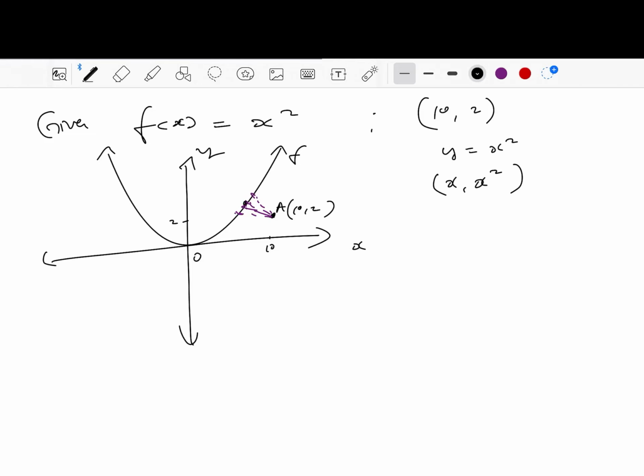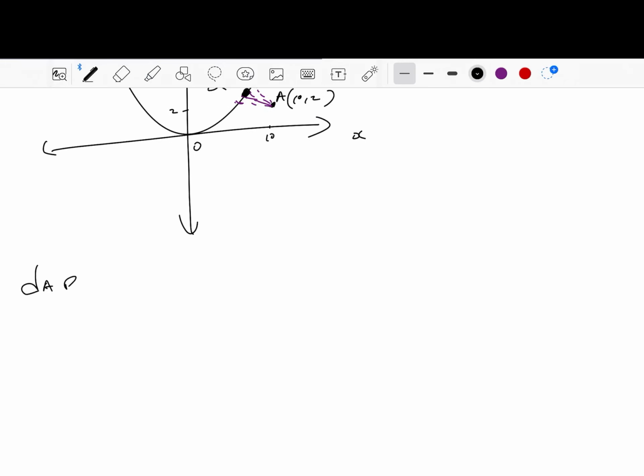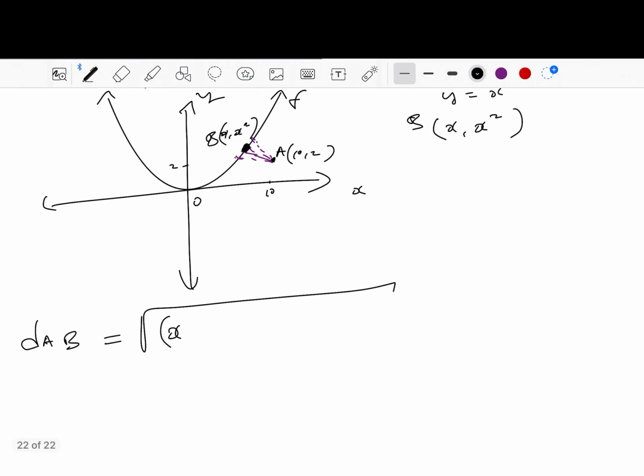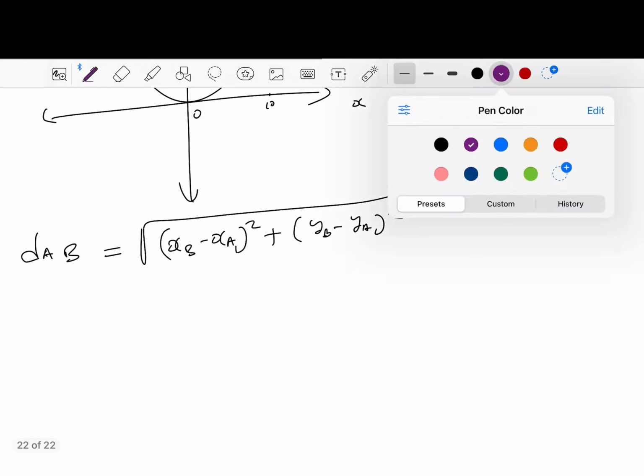So let's just take any point on f. Let's say we take this point here and call it B, (x, x squared). So we have point A and we have point B, and then we are able to find the distance between A and B, right? The formula is, it depends if you start with A or B, it's up to you, so you can just start with B: the x value of B minus the x value of A, squared, plus the y value of B minus the y value of A, squared. So this is the distance formula.